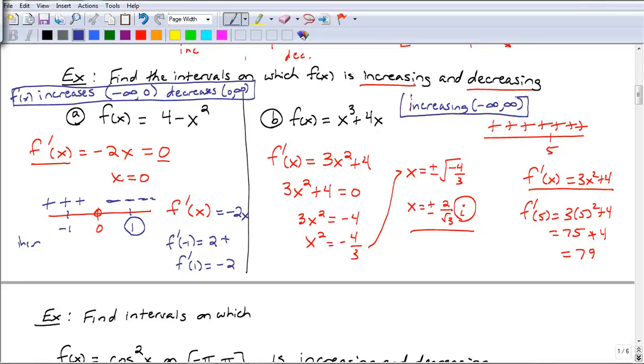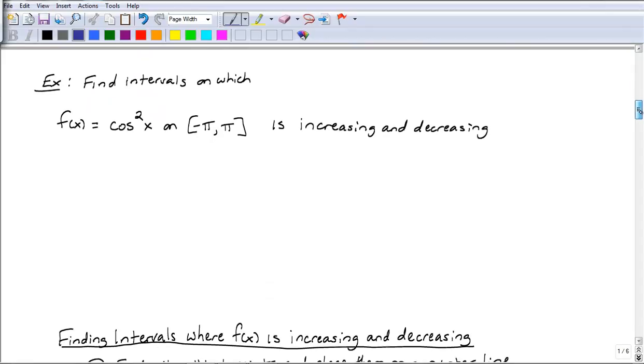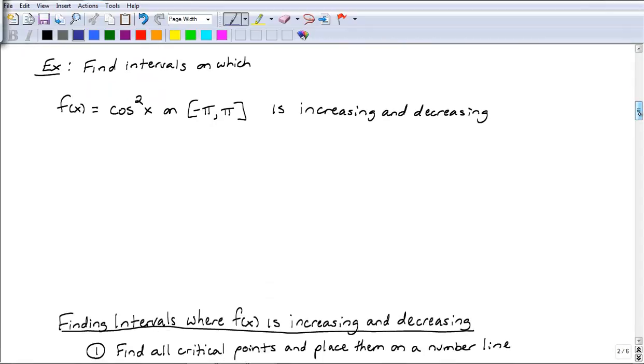Because there's no place where the derivative equals 0, and the derivative is always positive. So here's another one. This one is actually giving us a bounded interval, so we don't go on forever. But it's I have cosine squared of x on -pi to pi. Figure out where it's increasing or decreasing.